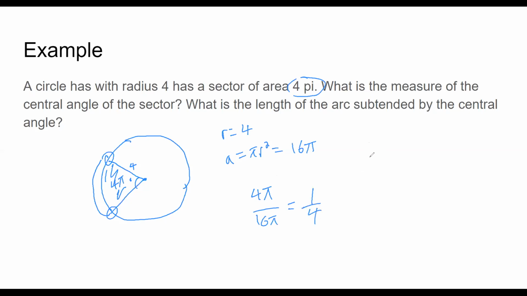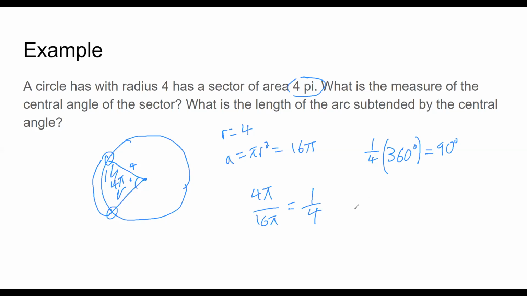And if it's 1/4 of the total circle, does anyone know how many degrees that would correspond to? 45? Close, but off by a factor of 2. So it's like 90? Yeah, it'd be 1/4 of the full circle, which is 360 degrees. It'd be 90 degrees. So what length of the arc is measured by the central angle?